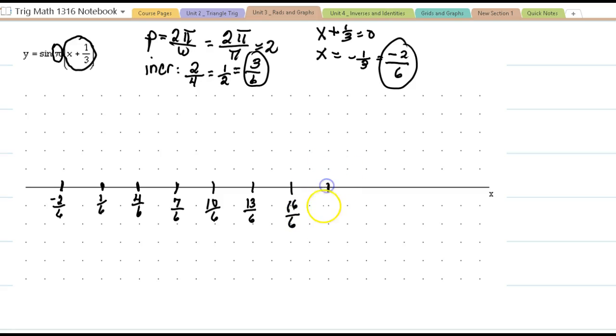And I just keep on doing this however many times I need to do this. I'm just going to go until I get to the end. So that's going to give me 21 over 6. Notice I am not reducing any of these numbers.